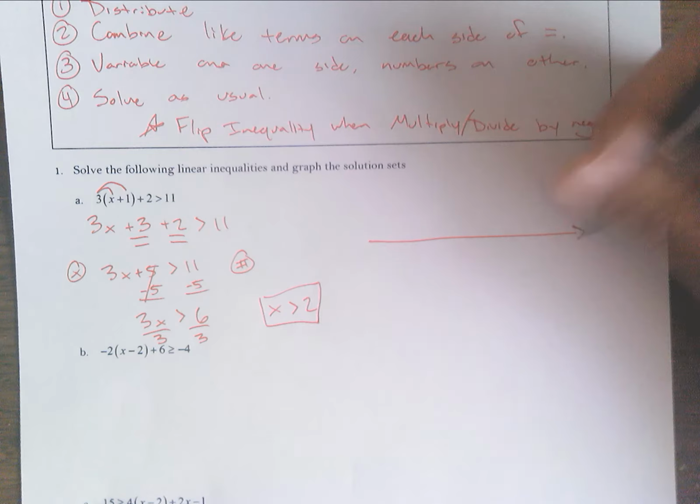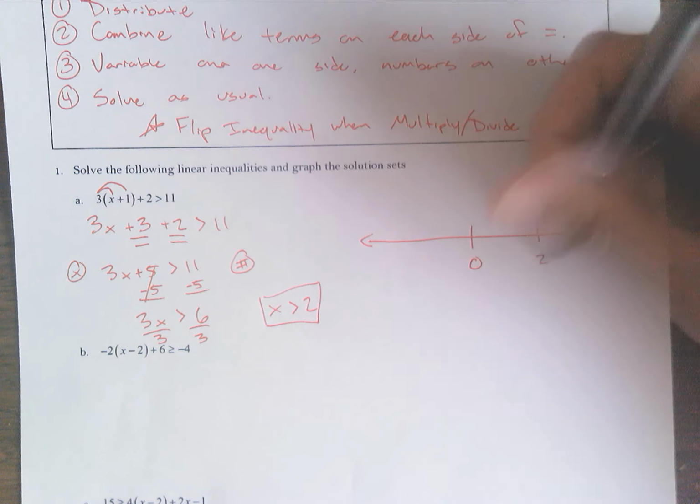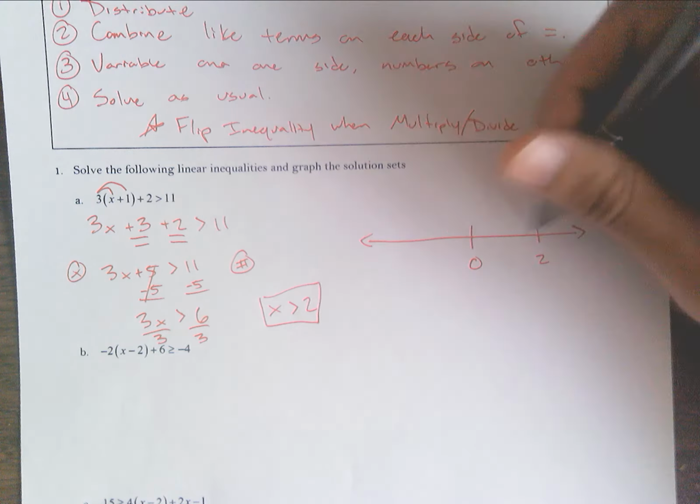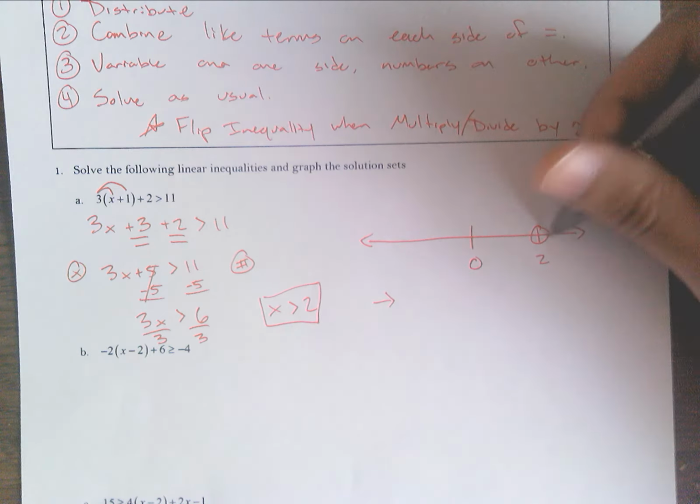To graph this, we're going to plot our 0. 2 is on the right-hand side of 0. This is just greater than, so we've got an open circle. And then using our arrow trick, we're going to shade to the right-hand side.